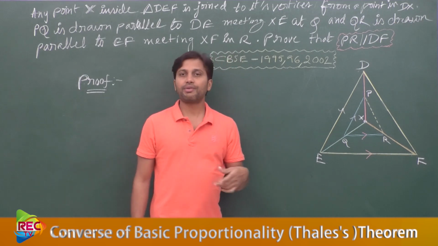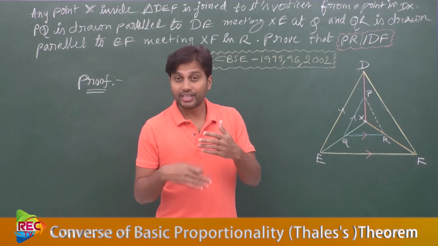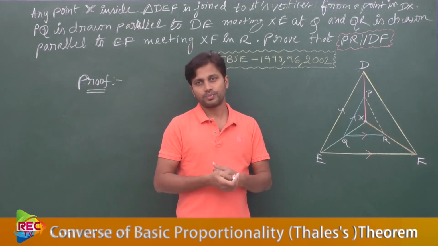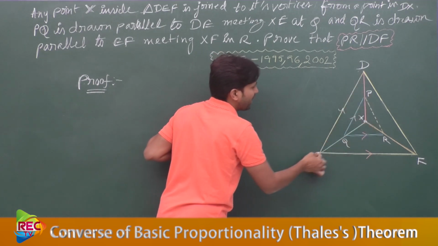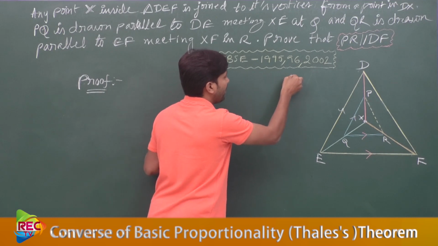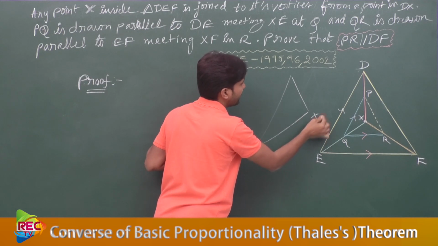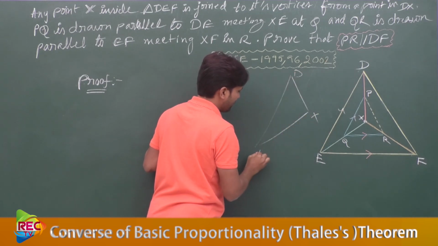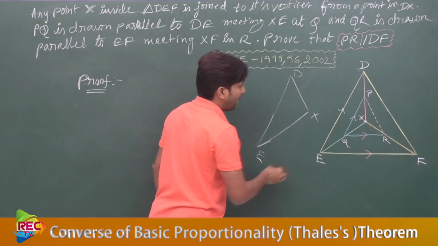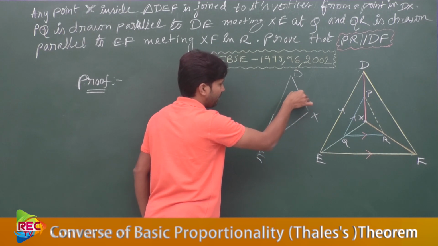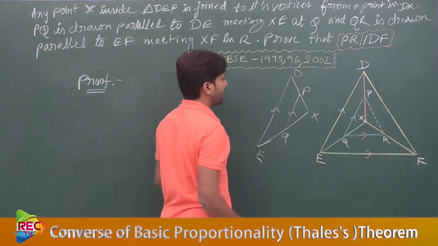So here we need to take advantage of Thales theorem as well as its converse. Let me look at this. Now you can observe the first triangle XDE. If you are unable to observe this, let me draw it separately here. This is X, this is D and this is E. This is triangle XDE. Now as I said, PQ is drawn parallel to DE, like this.